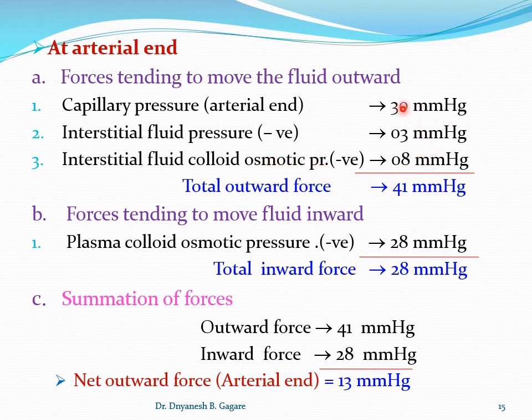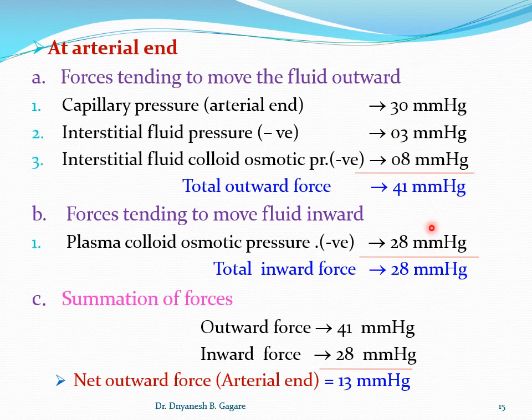So all these forces, if you take together, become 41 millimeter of mercury, and which cause the movement of the fluid from capillary into the interstitium. Now these are the outward forces. Now see the inward force, that is working in the opposite direction. Here at the arterial end, plasma colloid osmotic pressure is 28 millimeter of mercury, and it acts as a negative pressure because it causes the osmosis of the fluid in the opposite direction, that is from interstitium to the capillary, and that's why it is 28.